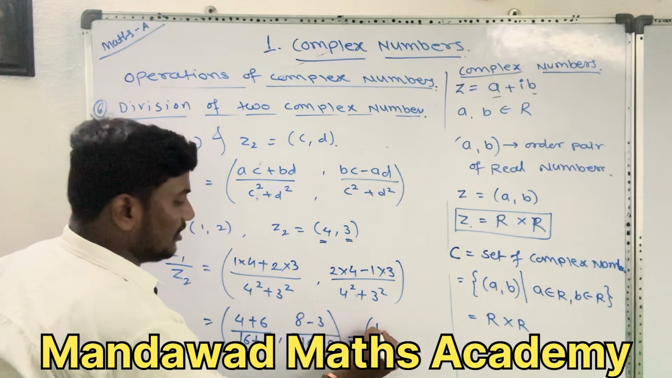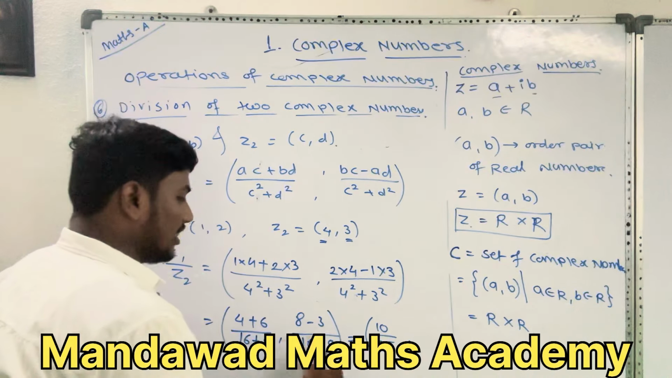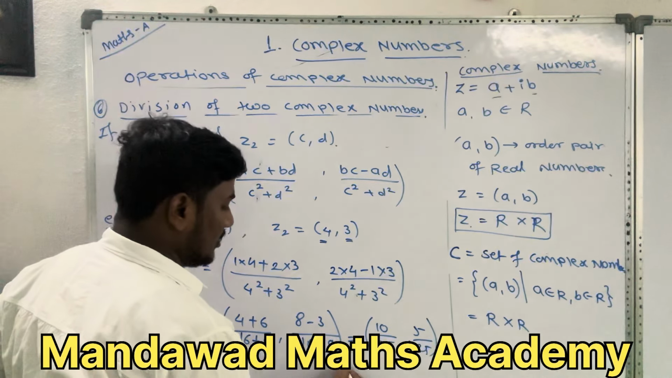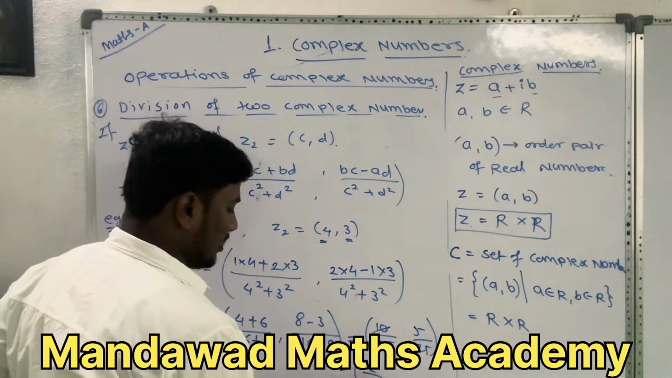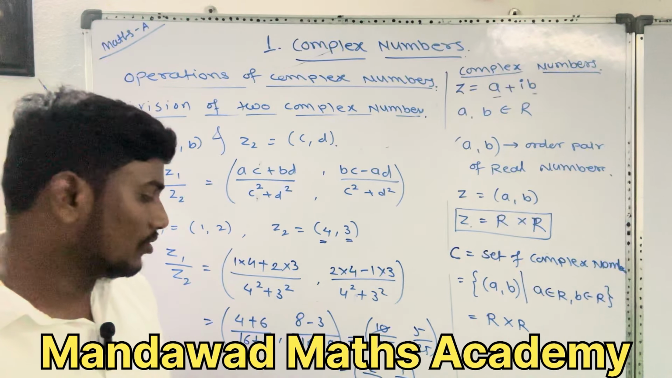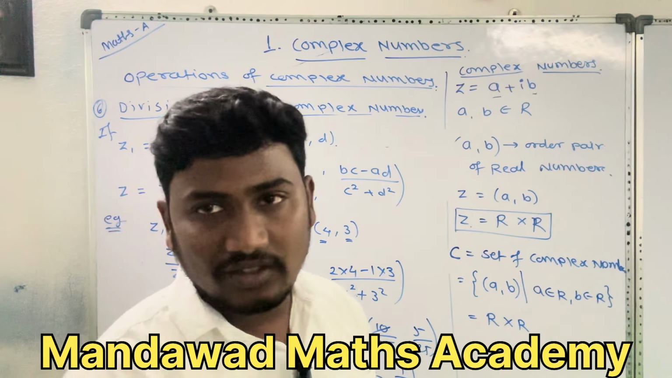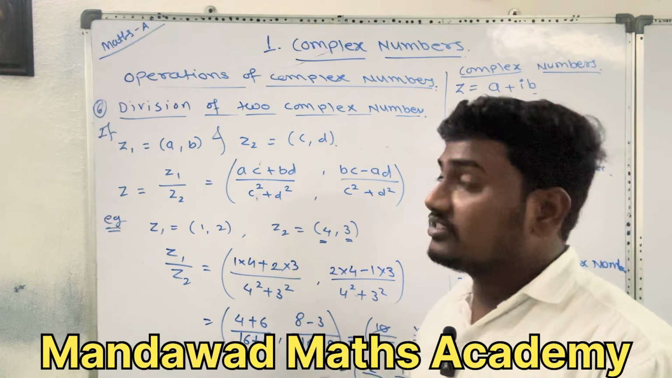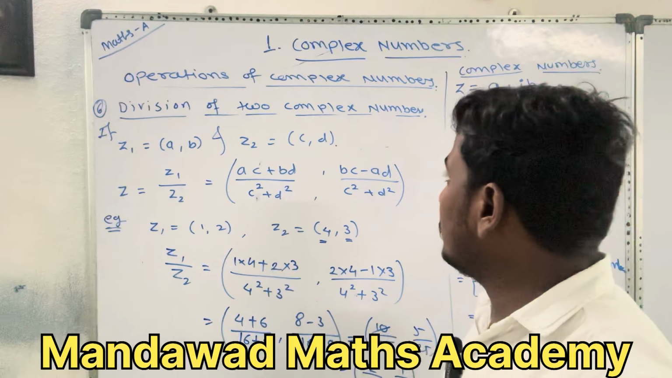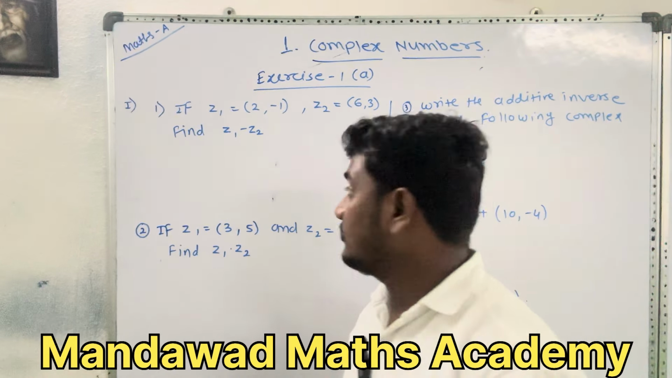So what do we get here? 10 by 16 plus 9, 25, comma, here 8 minus 3, 5 divided by 25. Or you can cancel: 5 twos are 10, 5 fives are 25, 5 ones are 5, 5 fives are 25. So your answer is 2 by 5 comma 1 by 5. So these are the operations of complex numbers, and these are the basic concepts of complex numbers. This is exercise 1A, complex numbers.